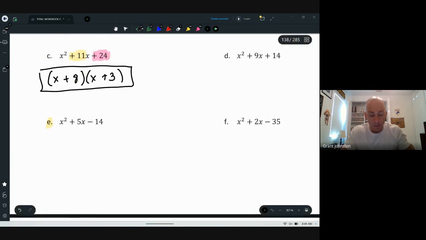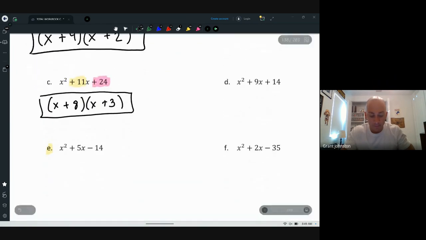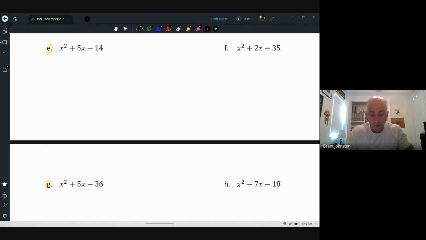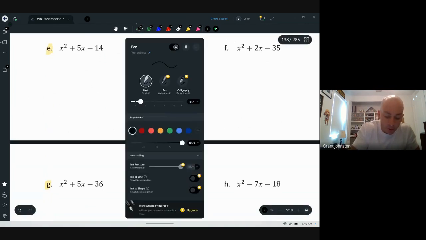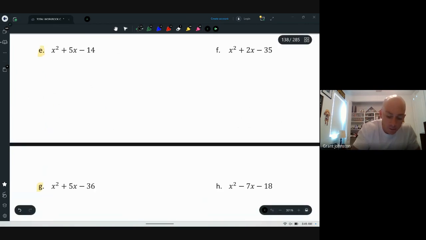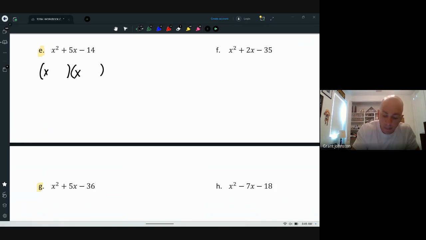Let me do E. Kind of set up my template here. Again, the question now, here we got some negative in this one. Gives it a little more challenging. The question is, what numbers multiply to negative 14 and add to positive 5?